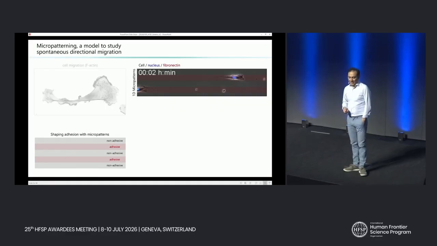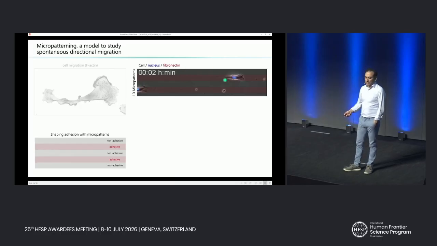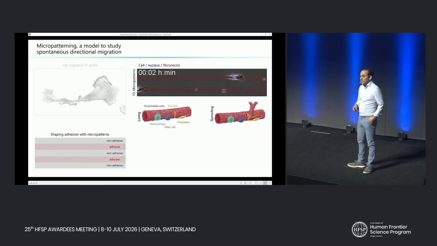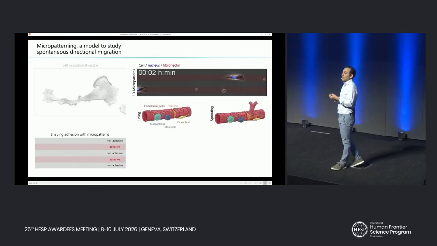I don't know why, despite checking, it's not running anymore. The cells are moving only along these red lines. They don't adhere to the gray spaces. This is what actually happens in vivo in certain situations.